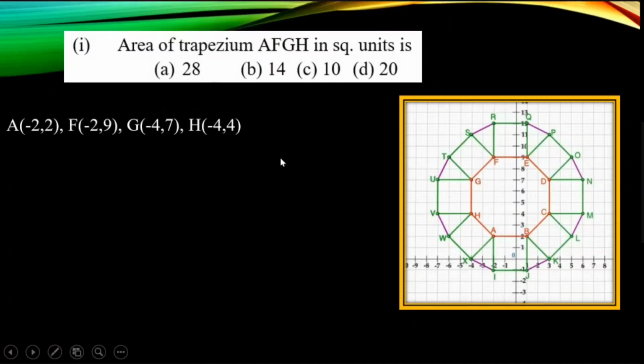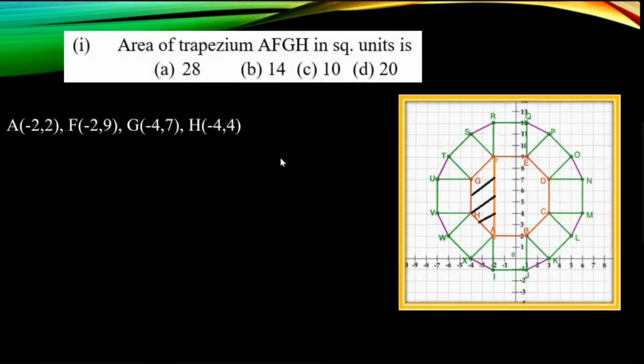Let me just mark up the area that I'm talking about. I'm talking about this trapezium AFGH. If I want to find out its area, I need to find out the sum of the two parallel sides and the height. Clearly, AF and GH are the two parallel sides. So A is -2, 2, and F is -2, 9. So the distance between A and F is going to be 9 minus 2, that is 7 units.